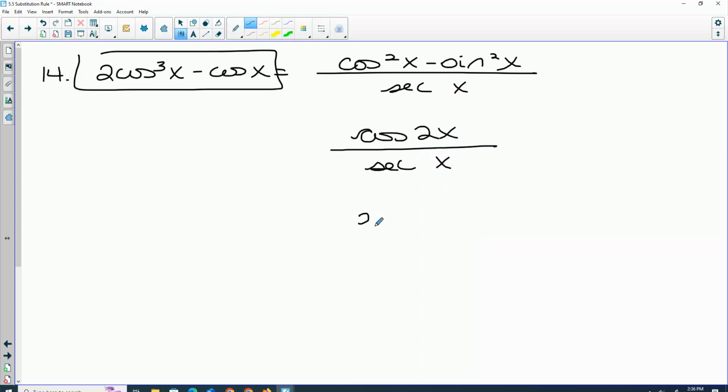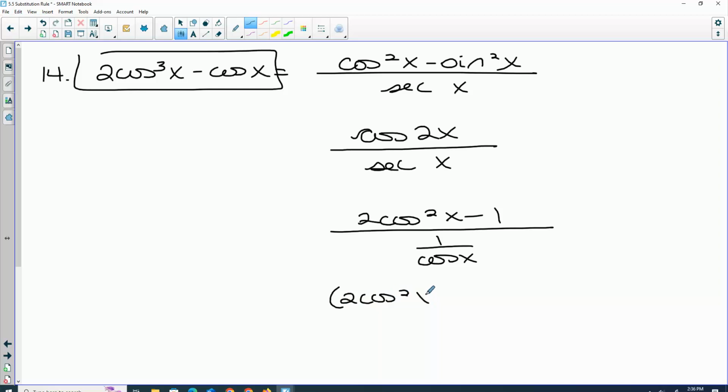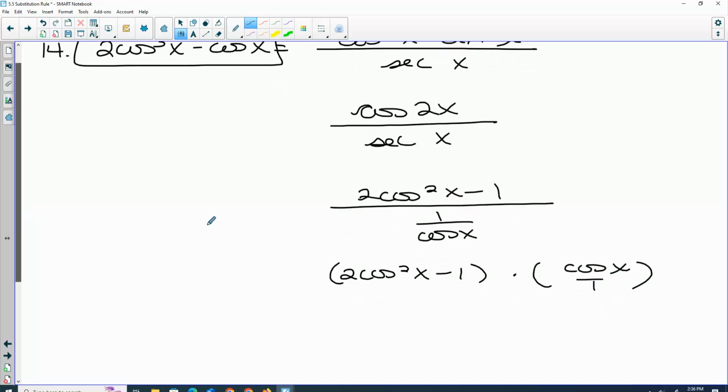What would we change cosine 2x into? 2 cosine squared x minus 1. What can we change secant into? Okay, just like we talked about in the last one, if you want to divide by a fraction, divide by the reciprocal. So if we distribute our cosine, 2 cosine squared times cosine, 1 times cosine.